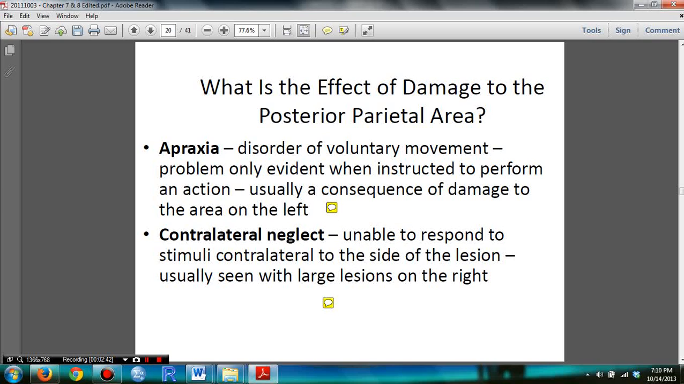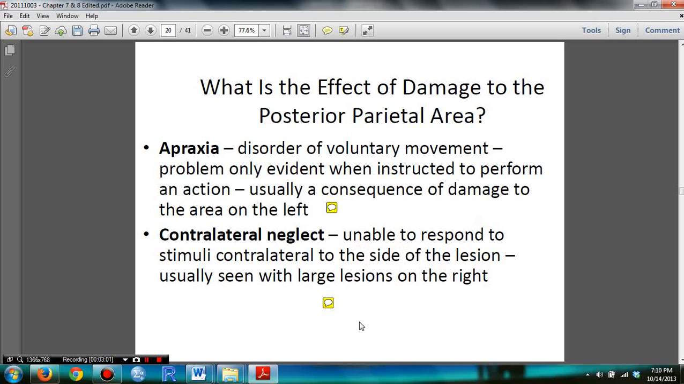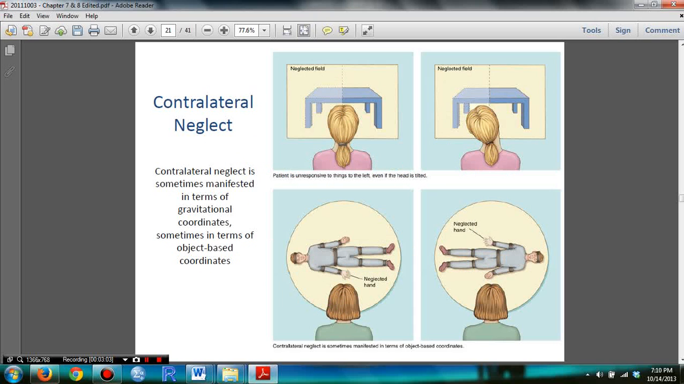Contralateral neglect is the inability to respond to stimuli contralateral to the side of the lesion, and it's usually seen with large lesions on the right. And here's my side note. And here's contralateral neglect, and here's an example.